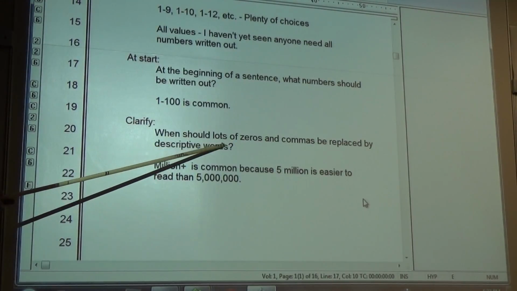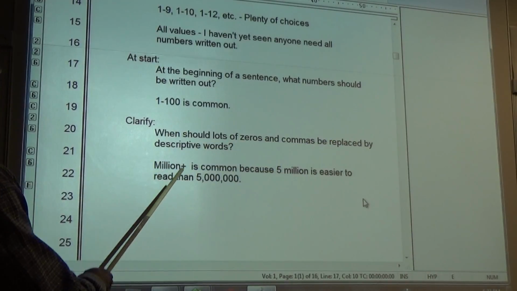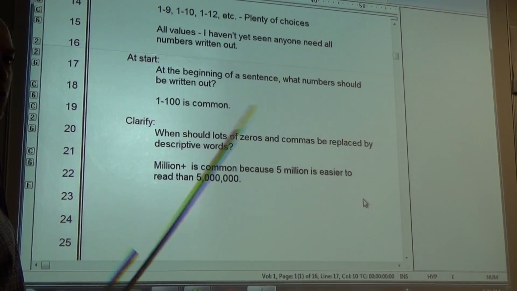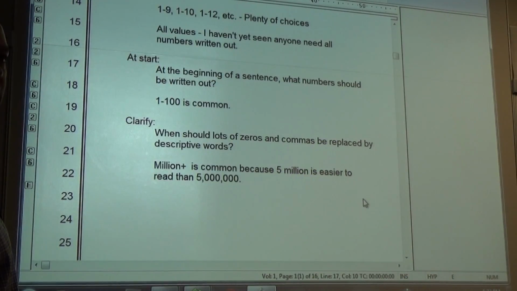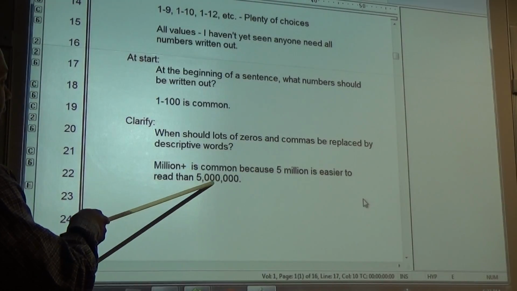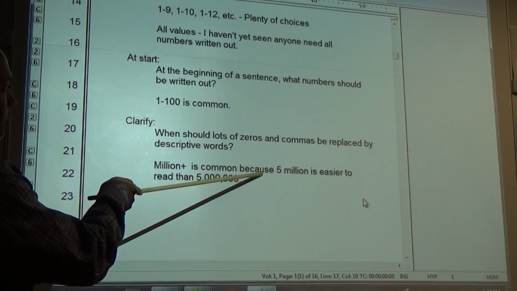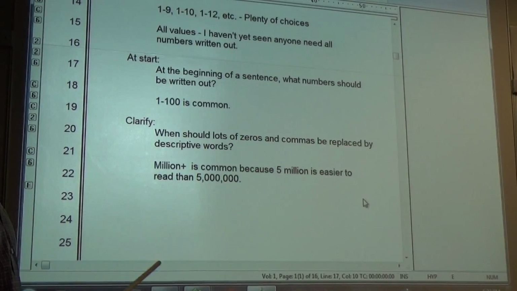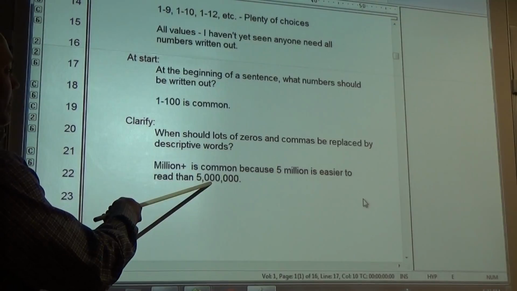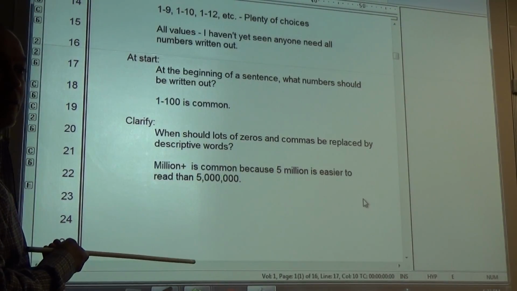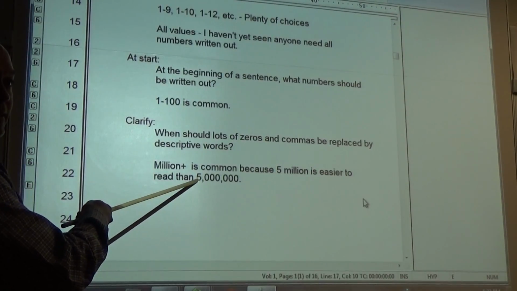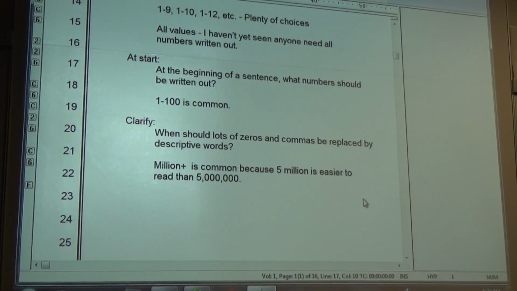Right here. When should lots of zeros and commas be replaced by descriptive words? Million, trillion, billion, all of those. It just looks better. How much was it? It was 5 million. How many were there? There were 5 million. You don't want to write all the zeros. Now, if they're talking about dollars, you write it like this. But if they're just saying how many were there, there were 5 million.